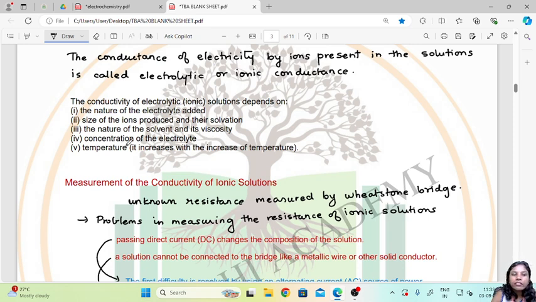And lastly we have temperature, which says the ionic conductance increases with increasing temperature. So ionic conductance here is directly proportional to temperature. If one increases, the other also tends to increase.